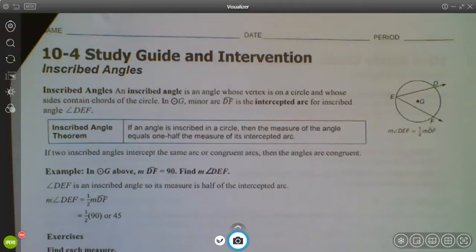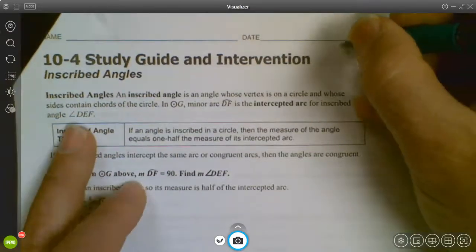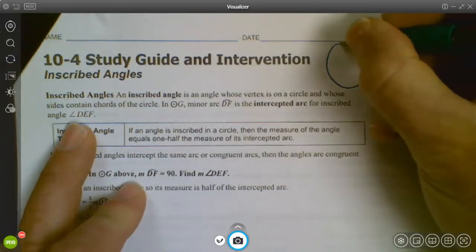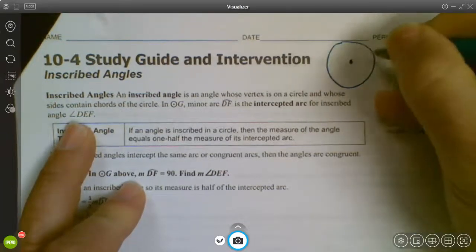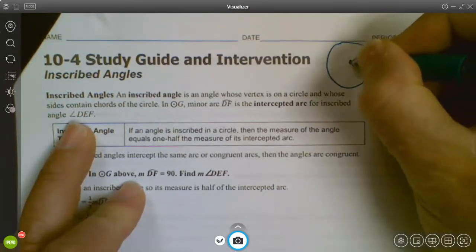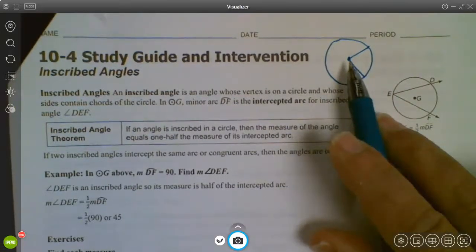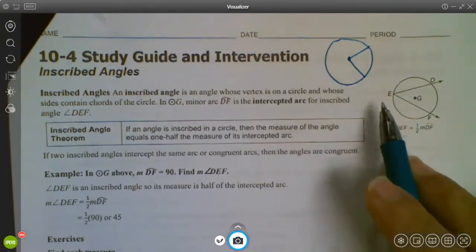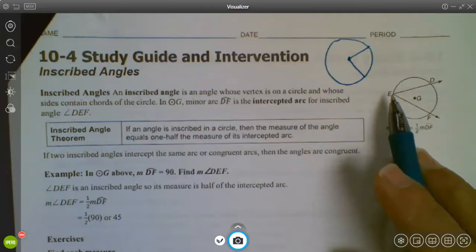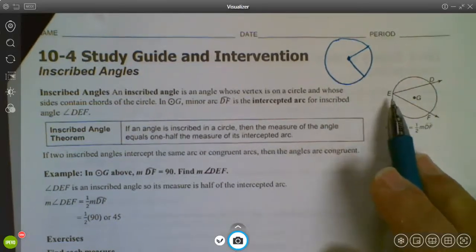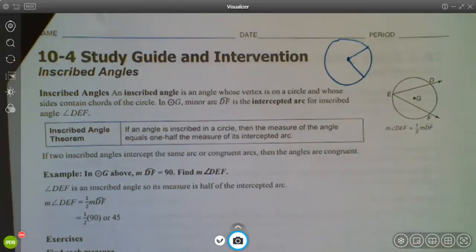I want to first remind you of the difference between an inscribed angle and a central angle. So remember, a central angle would look like this, right? The vertex of that angle actually goes to the center of the circle. An inscribed angle is one where the vertex is on the circle. So this would be a central angle, and this would be an inscribed angle. And they are different rules.